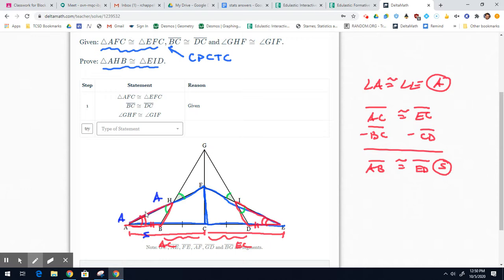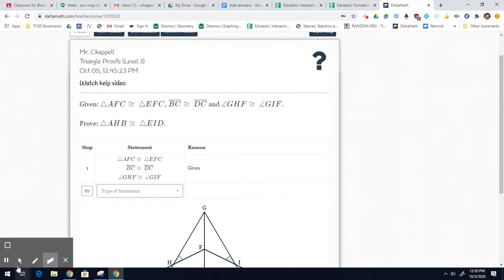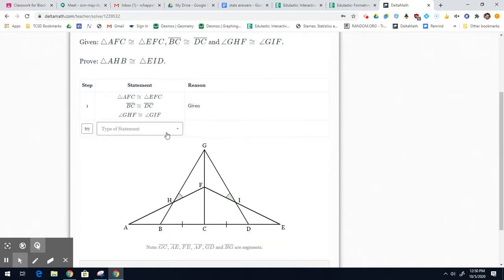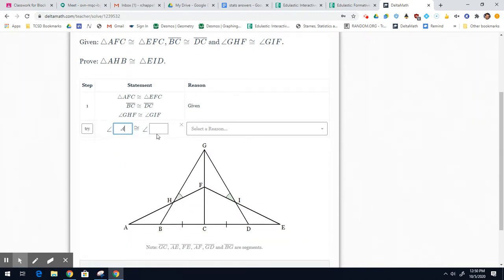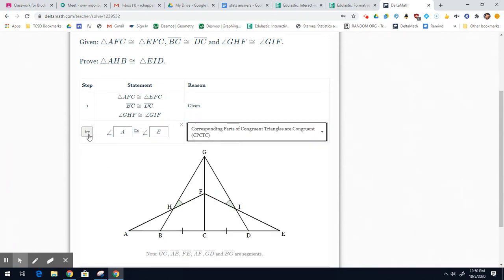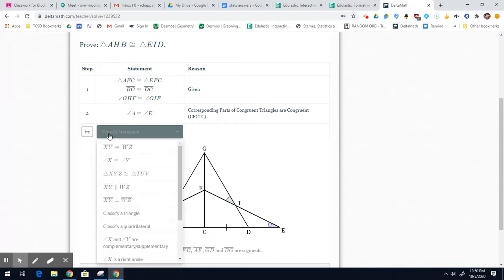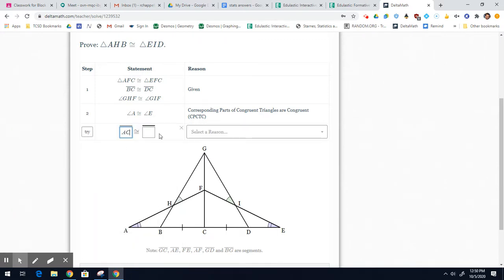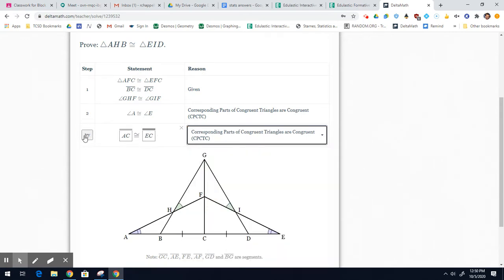So we got to put all this together. Oh my goodness. Well, here we go. I'm going to erase these distracting colors. And hopefully you can follow through. So first thing we're going to do is use CPCTC to talk about angle A congruent to angle E. You can always go backwards and watch the video, and that's CPCTC. Good. And now I'm going to talk about AC and EC being congruent segments. AC and EC being congruent segments by CPCTC.